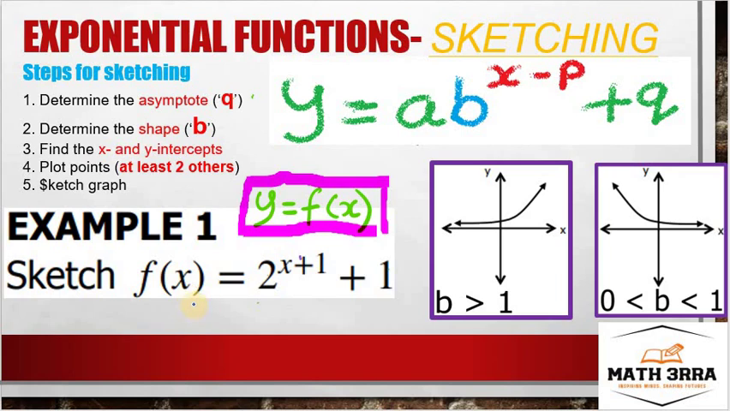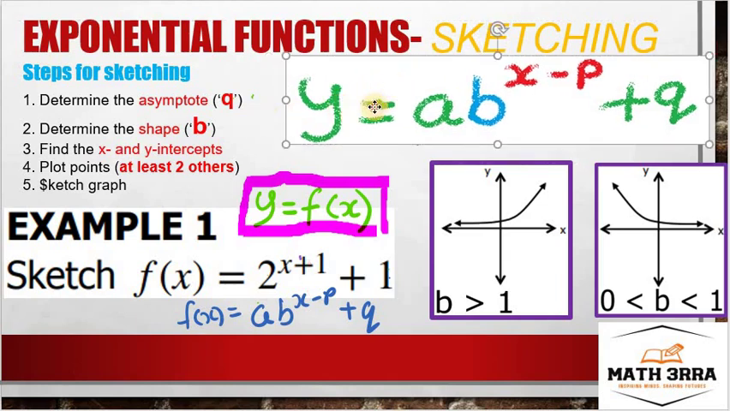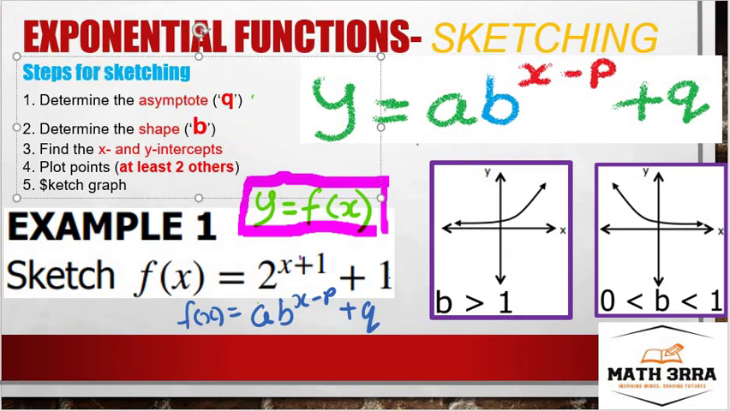So f of x is always denoted by a b to the power of x minus p, plus q. Let's look at our formula going backwards. This q, that's our 1. Now that we know q is 1, let's look at what the first step says. The first step says we ought to determine the value of the asymptote. The value of the asymptote is represented by our q, always and forevermore.